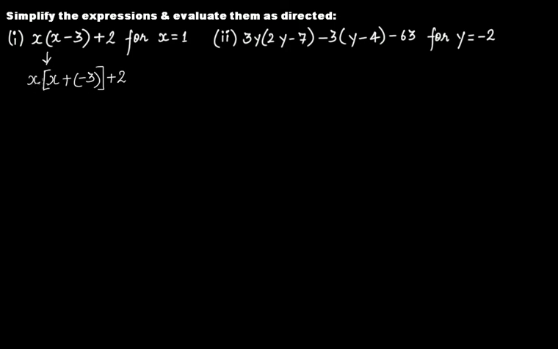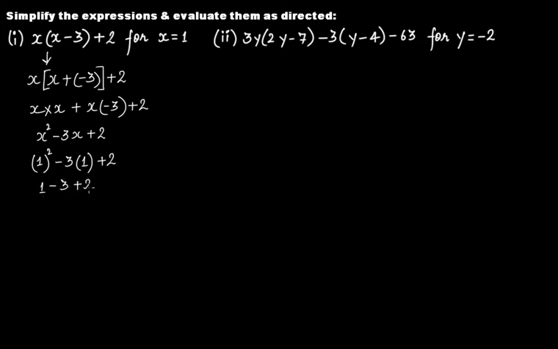Now if you multiply this x with this x, you'll get x multiplied by x, this plus sign here, and then x multiplied by minus 3, plus 2. So x squared, then this x means 1x, so 1x multiplied by minus 3 will be minus 3x plus 2. Now if you put this value of x equal to 1 here, you will get 1 squared minus 3 multiplied by 1 plus 2. So you get what? 1 plus 2 is 3, 3 minus 3 is equal to 0.